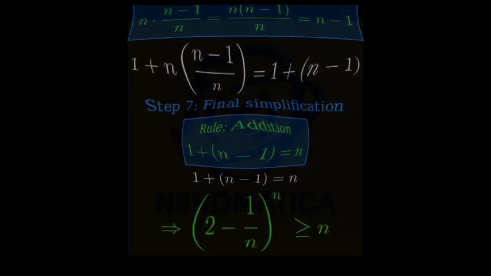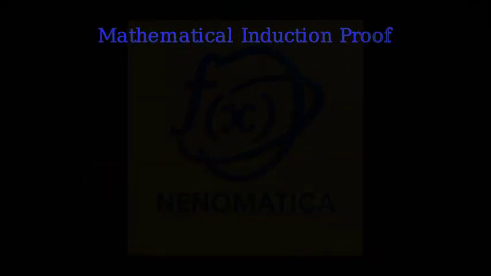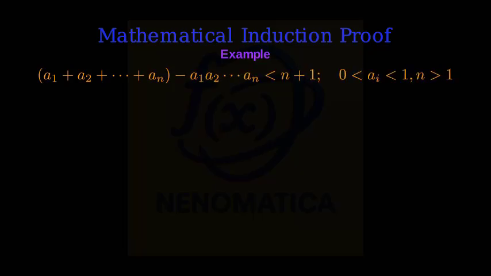Welcome to this video where we'll be solving a mathematical inequality proof step by step using the principle of induction. Let's start with our example. We need to prove the following inequality: the sum a_1 + a_2 + ... + a_n minus the product a_1 times a_2 times ... times a_n is less than n + 1, given that 0 < a_i < 1 and n is greater than 1.